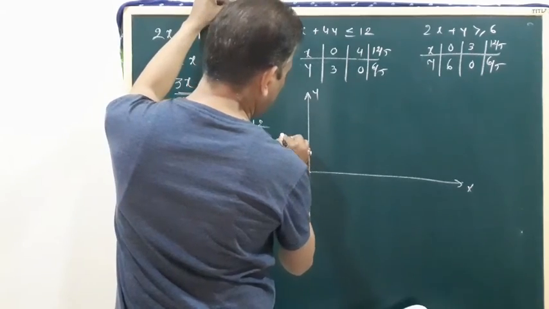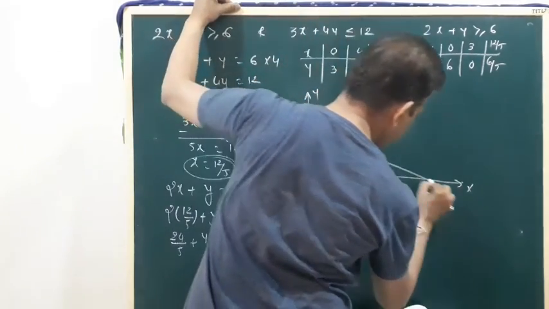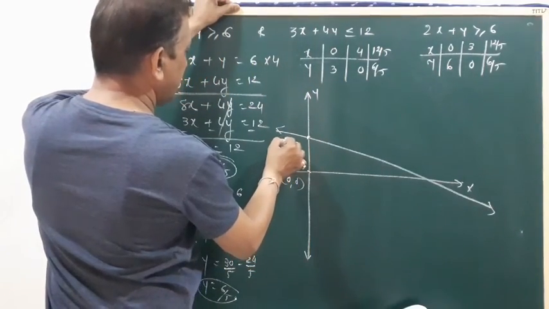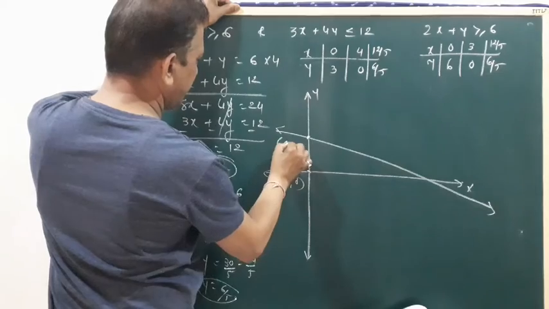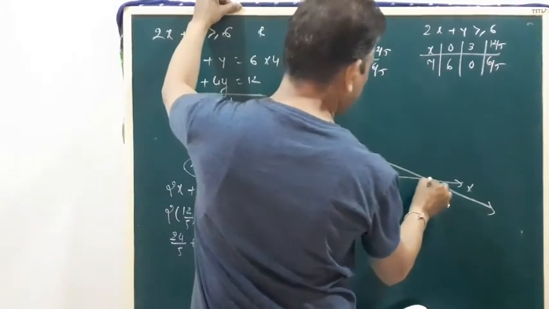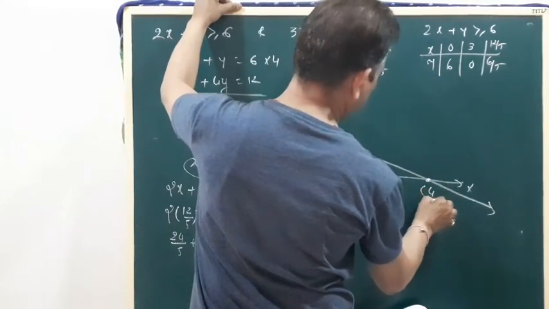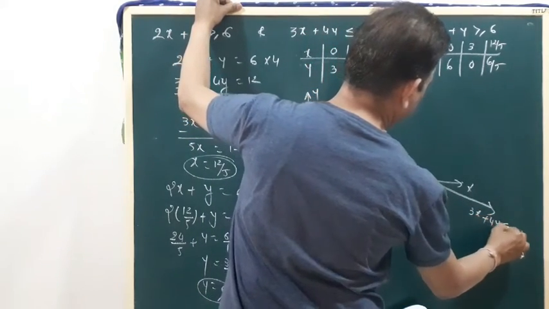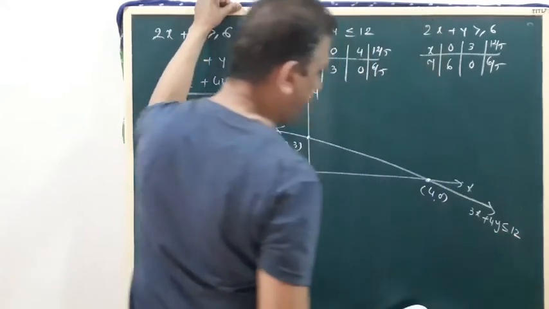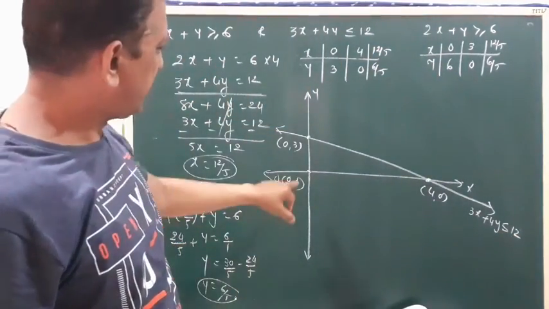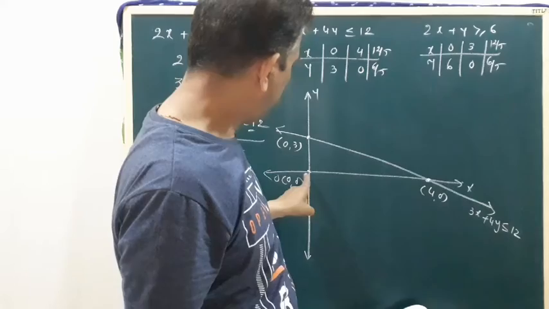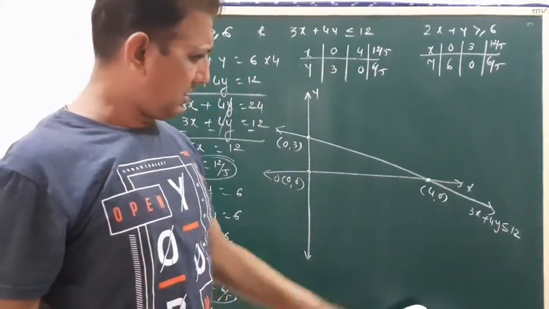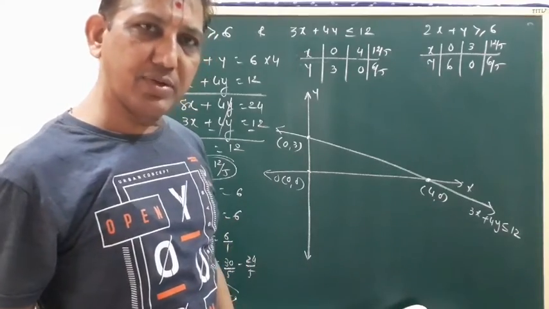So we draw the graph this time. Here 0, 3. On this portion 4, 0. 3x plus 4y less than or equal to 12. Check by putting 0, 0. Here put 0, 0. So 0, 0 is satisfied. Right side, 0, 0 is smaller than or equal to 12.